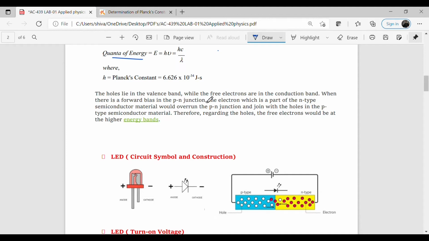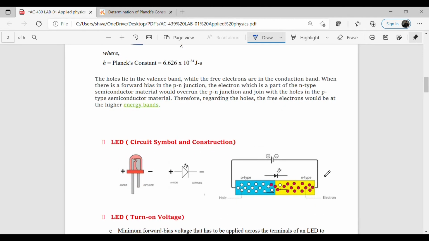The holes lie in the valence band while the free electrons are in the conduction band. When there is a forward bias in the PN junction, that is, when the positive terminal of the LED is connected to the positive terminal of the battery and the negative one is connected to the negative terminal of the battery, then the electron, which is a part of the n-type semiconductor material, would overrun the PN junction and join with the holes in the p-type semiconductor material.